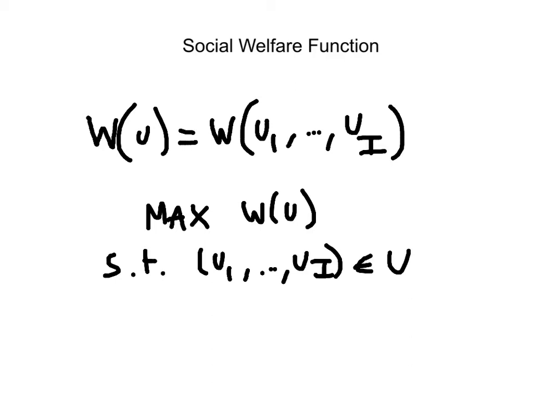This social welfare function, by the way, is also known as a Bergson-Samuelson social welfare function, because this approach to welfare economics was first developed by Bergson and Samuelson in the 30s and in the 40s. And again, the key takeaway point here is that we're aggregating individual utilities and we are allowing for interpersonal comparison of individual utilities.